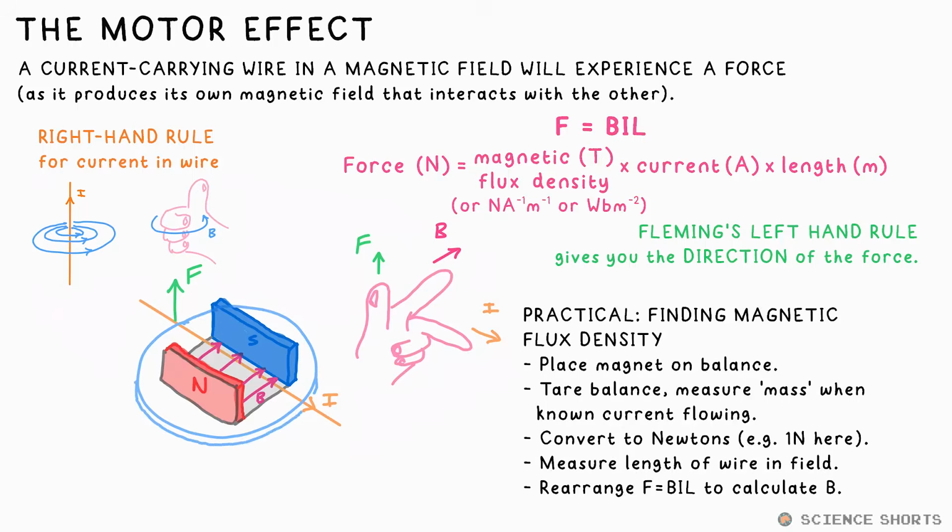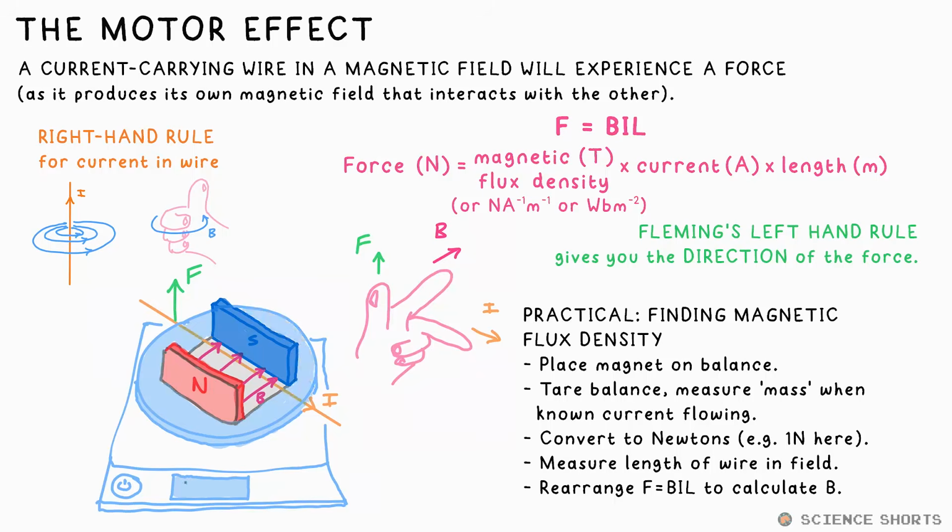To measure the size of the force in reality, we can put the magnet on a balance. Due to Newton's third law, the magnet will also be pushed down with the same force. Calculate the force from the fake mass measured. Use an ammeter to get the current and a ruler to measure the length of the wire. And what do you know? You can calculate the magnetic flux density between the poles of your magnet.